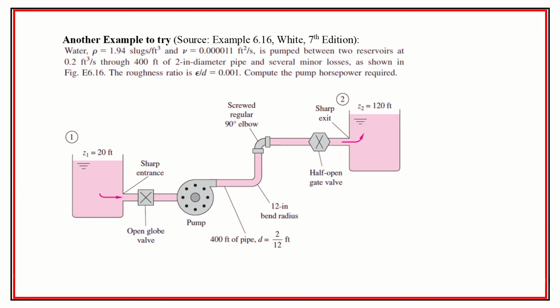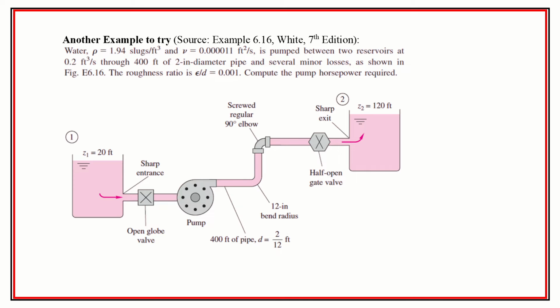It's example 6.16, and we have water at our standard density, and then we're using the kinematic viscosity this time. Between these two reservoirs at 0.2 cubic feet per second through 400 feet of 2-inch pipe again. Wish we had picked something else instead of 2-inch pipe. But there are several minor losses, and the roughness. They actually gave us the roughness ratio, so we want to compute the pump horsepower required, and we have the answer somewhere. What did I do with it?